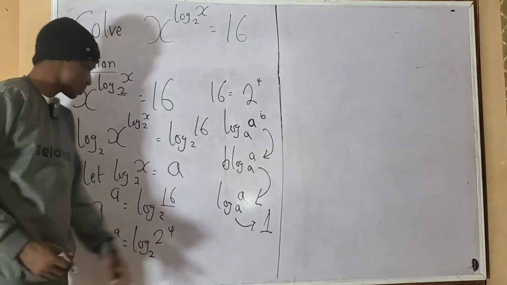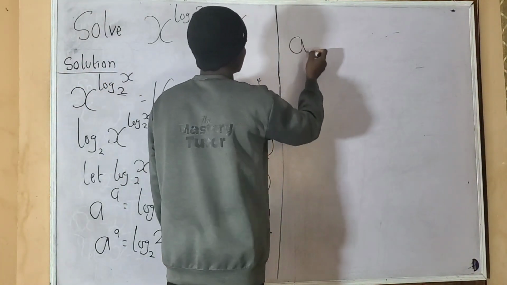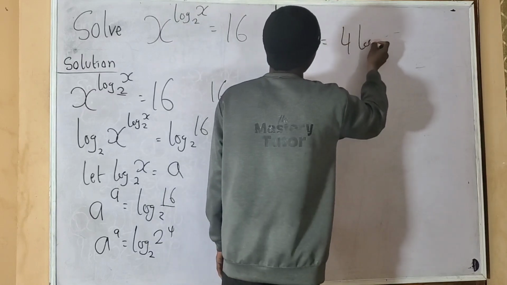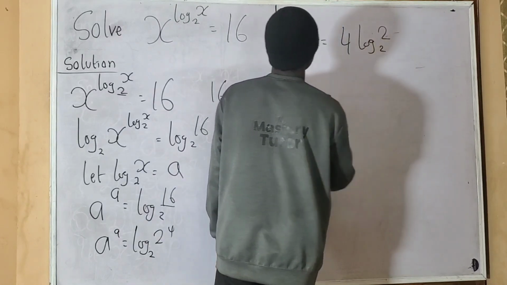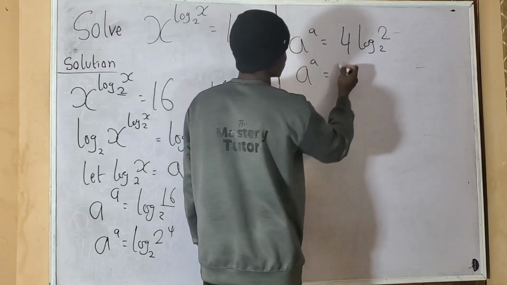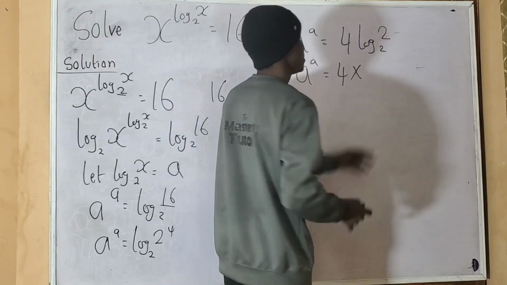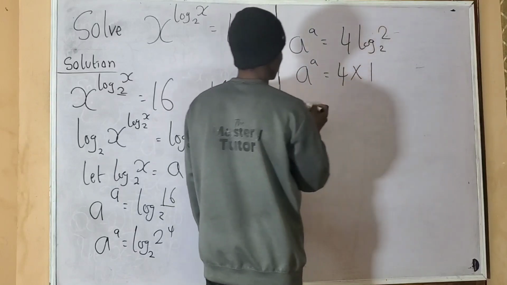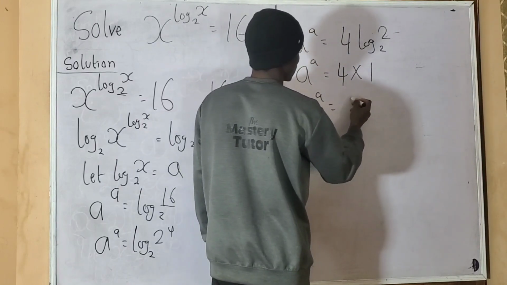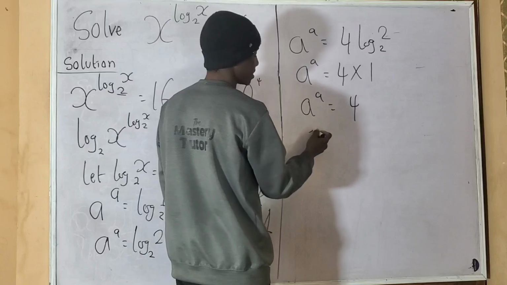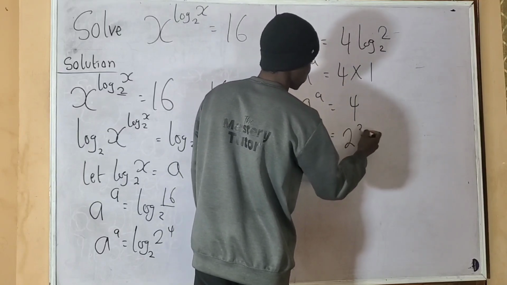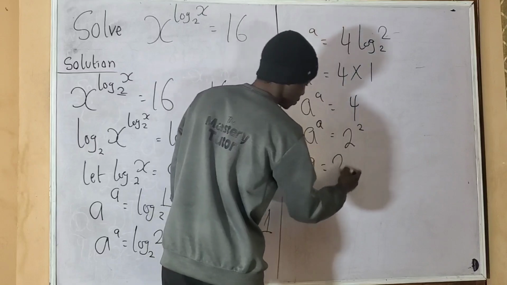Do you understand? So you're going to apply this law and this law. So for this, I'm going to have a raised to the power of a equals 4 log 2 base 2. A raised to the power of a equals 4 multiplied by, now, logarithm of 2 to the base of 2 will give you 1. So I'm going to have times 1. A raised to the power of a equals 4. Now, 4 can be written as 2 raised to the power of 2. So I'm going to have a raised to the power of a equals 2 raised to the power of 2. Here, a will be equal to 2.